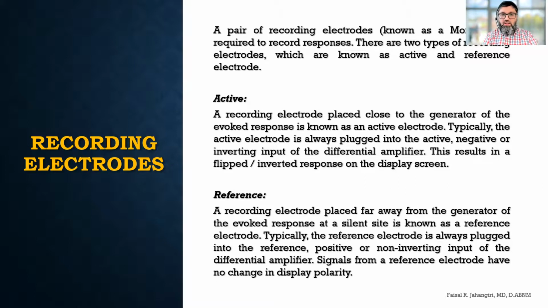There are two types of recording electrodes, known as the active electrode and the reference electrode. So there's an active input and a reference input of the differential amplifier, which correspond to the active electrode and the reference electrode.